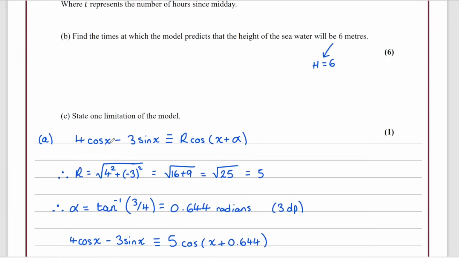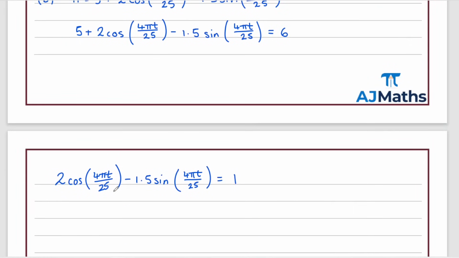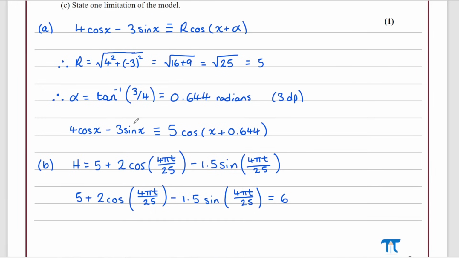Originally we had 4 cos x minus 3 sin x. So I'm working with a half of what we started with in part A. Basically, I can express it in this form here. All I need to do is divide it by 2. So we're going to get r over 2 cos of our argument plus 0.644.